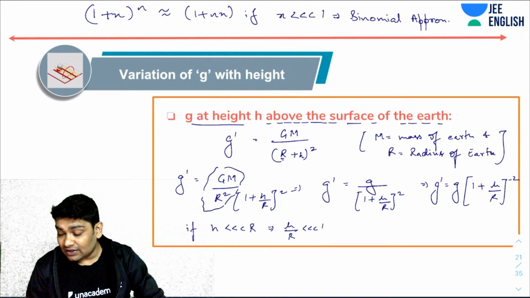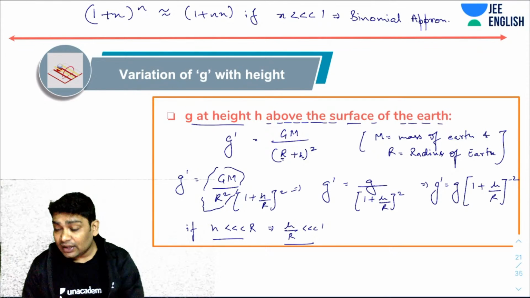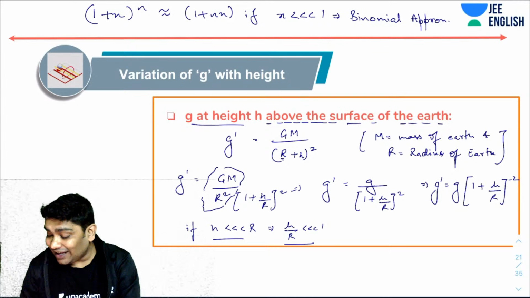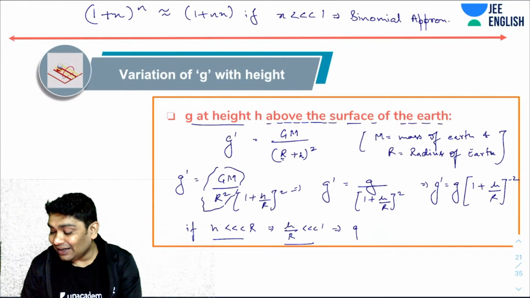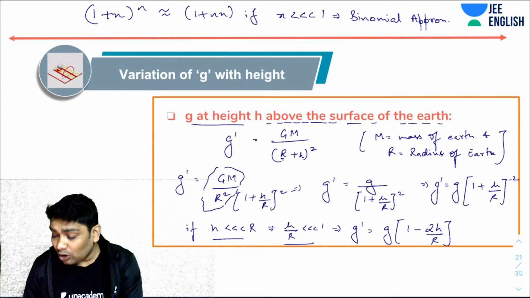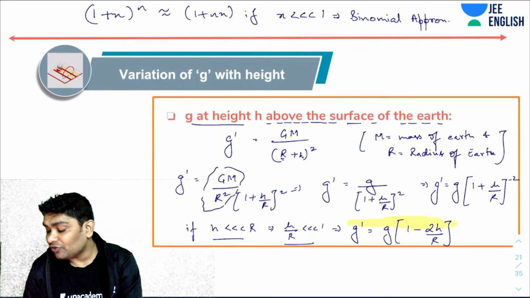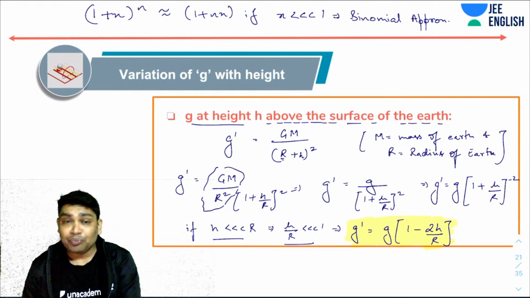So if this is the assumption, then h over r becomes much less than 1. Then I can apply the binomial approximation, and what I get from here is g' equals g times (1 minus 2h over r). This is a more commonly used result, by the way. This is what you will find in most of your books, that g at a height h is given like this. So you should remember this definitely.